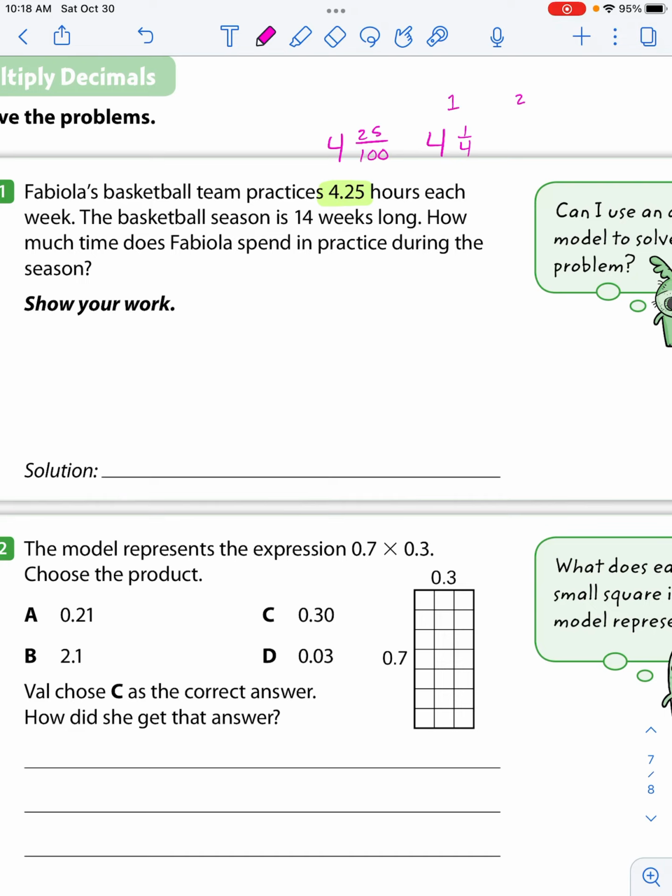Week 1, week 2. I'm going to switch it back to decimals. Week 3. Whoops. Week 4. I could keep doing this. What do you see is happening? How much time does Fabiola spend in practice during the whole season? Wow, look at that. I see a lot of repeat addition happening because this would keep going for 14 weeks.